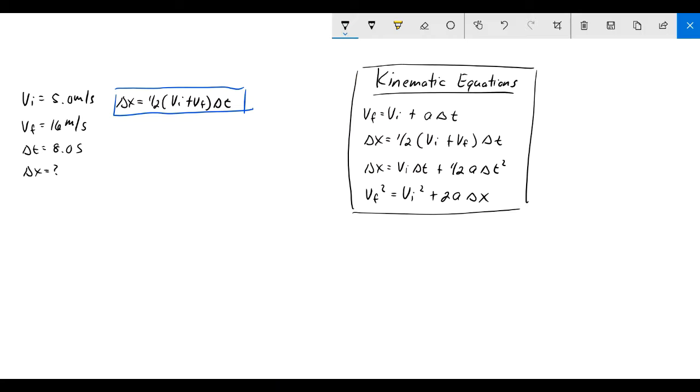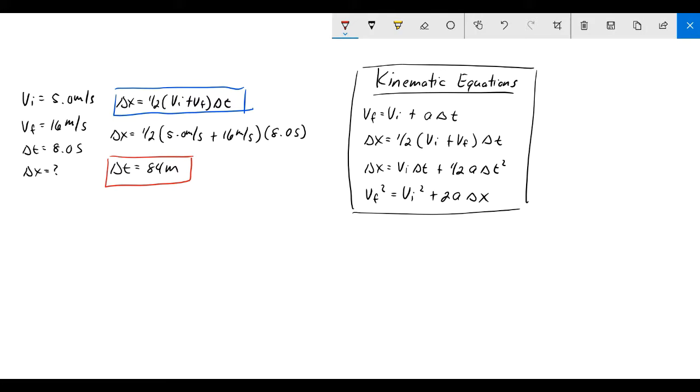All we do now is we put all the numbers in, with units of course. So delta x equals, we've got our 1/2, and then we put in our 5 meters per second, plus our 16 meters per second, and then our time interval is 8 seconds. Got to do a little bit of order of operations. And when we do the math, either out or on a calculator, we find that we get 84 meters for this answer.